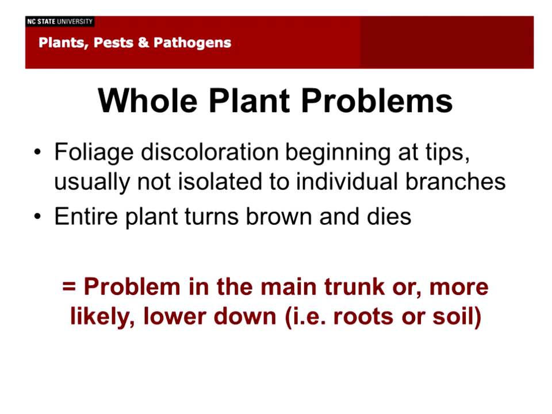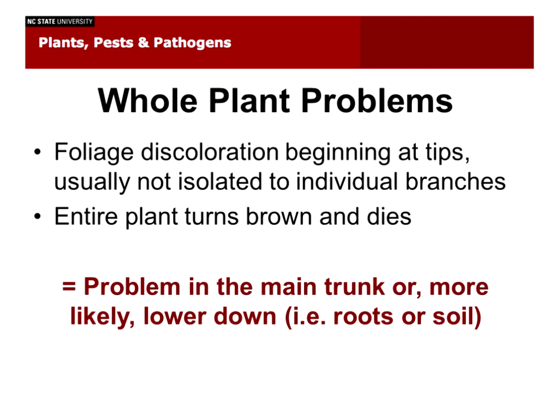Whole plant problems, we may see foliage discoloration beginning at the tips, but not usually isolated to individual branches, or the entire plant turns brown and dies. So then you know that you've got something either down lower in the main trunk or more likely down in the roots or in the soil.